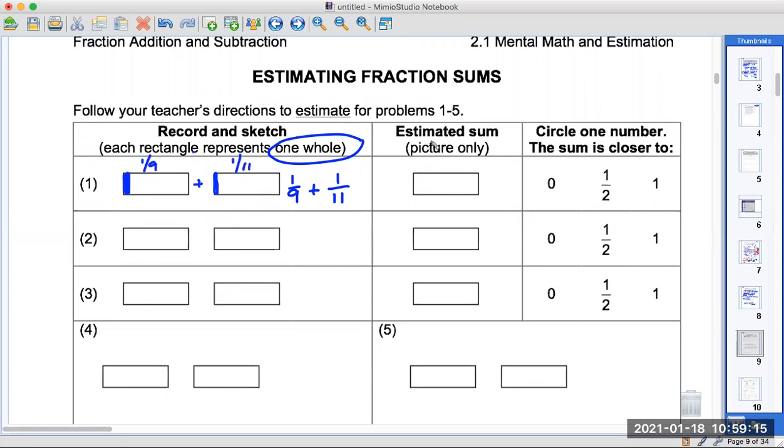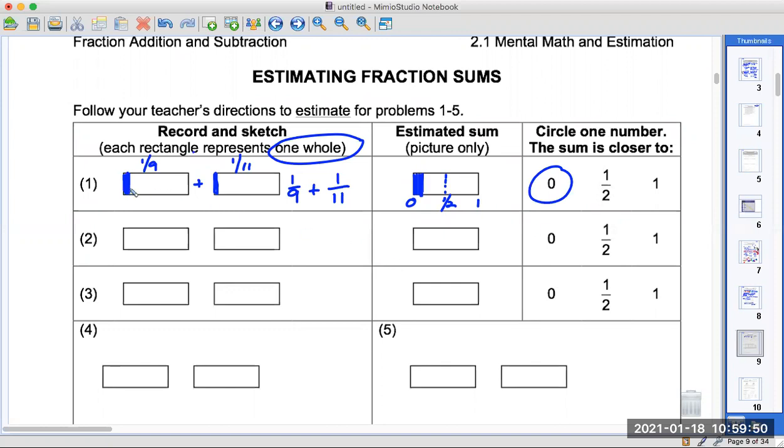And so now we're going to estimate the sum and use the picture. So I'm going to draw these two together, right? This is 1/9 and then maybe 1/11. Might come up to here. Circle one number the sum is closer to. I would say your choices are 0, 1/2, and 1. This is 0, this is 1. Here would be 1/2. So it looks like, to me, that the answer is closer to 0.